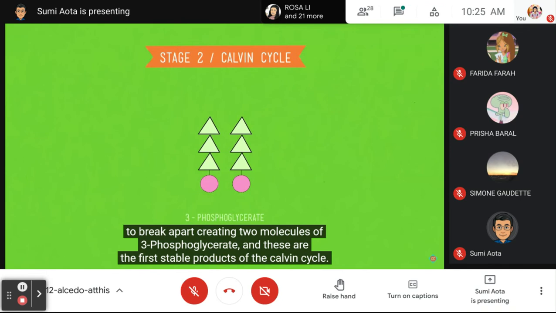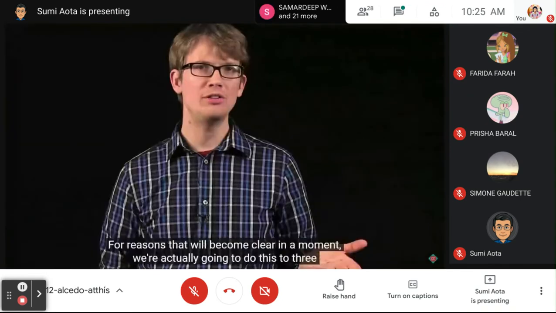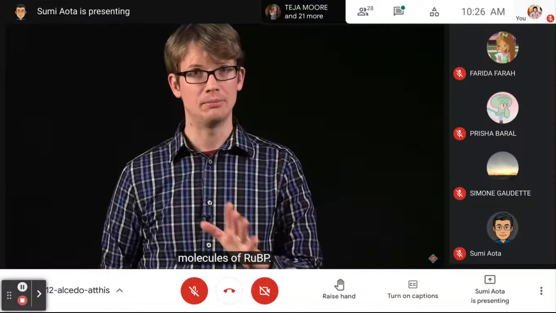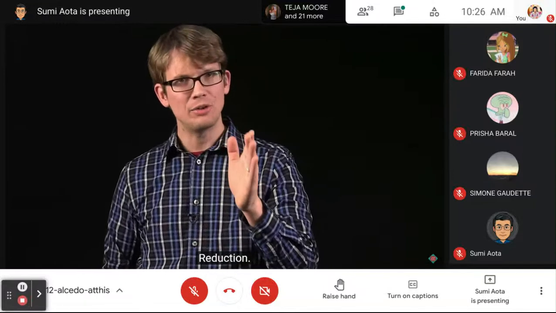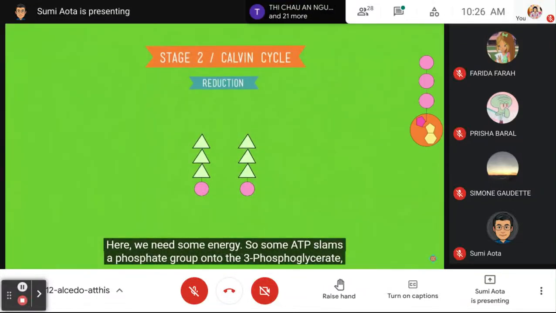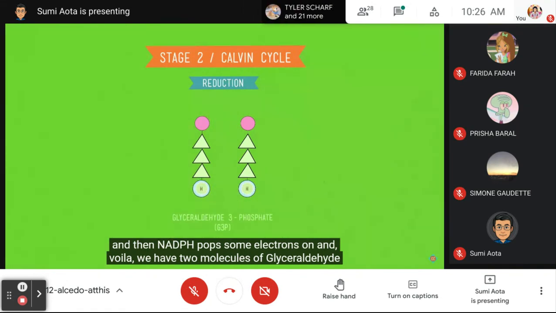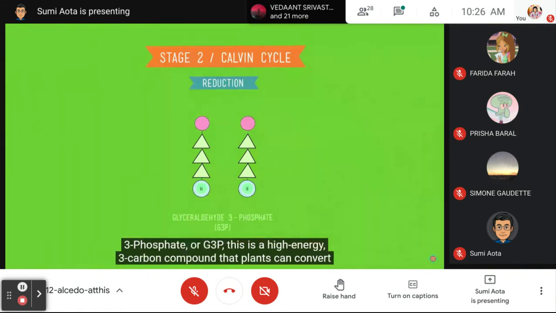And these are the first stable products of the Calvin cycle. For reasons that will become clear in a moment, we're actually going to do this to 3 molecules of RuBP. Now we enter the second phase, reduction. Here, we need some energy, so some ATP slams a phosphate group onto the 3-phosphoglycerate, and then NADPH pops some electrons on, and voila! We have 2 molecules of glyceraldehyde 3-phosphate, or G3P.